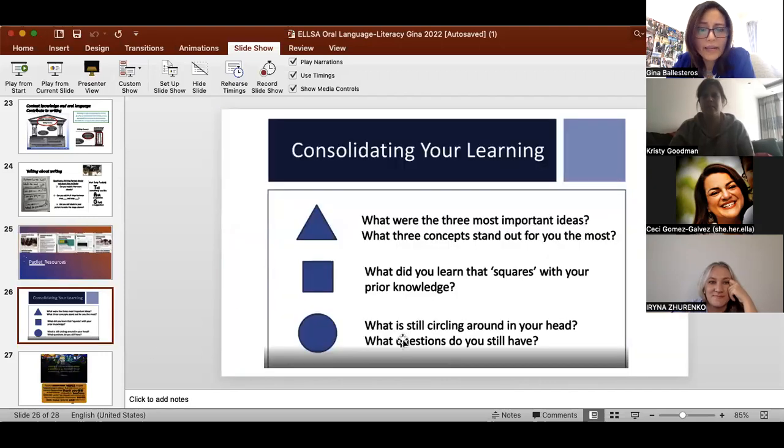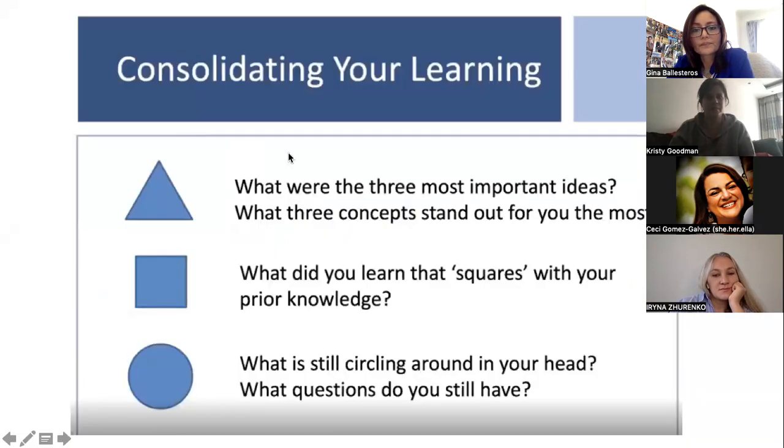Before we go, I'm going to share this Padlet with you. I would like for us to share your takeaways. What are three ideas, even if it's one idea, that you can take away today, or something that squares with what you already know and do? And what is something that is circling around in your head, the questions you might have? You can unmute yourself too.